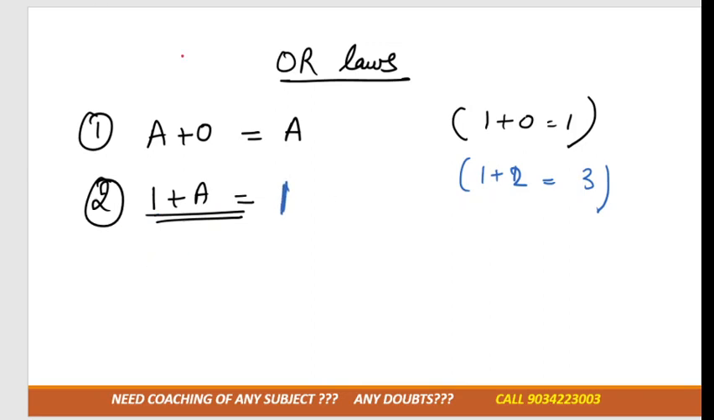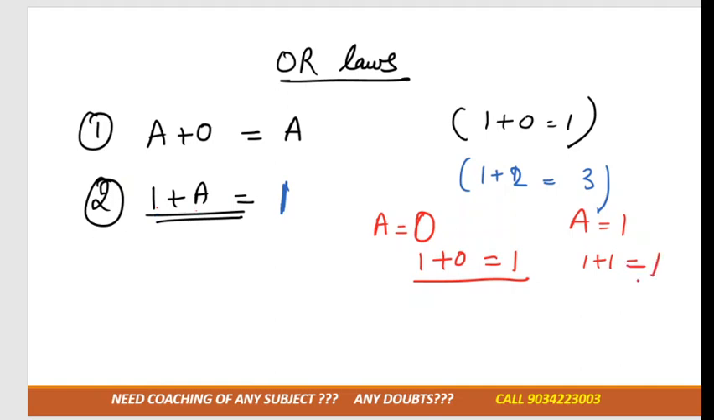See how it would be possible in digital. If suppose A is 0, then 1 plus 0 is equal to 1 only, right? So they consider it like that only. And if A is equal to 1, then 1 plus 1, again I told you, if we add 1 to anything, that would be equal to 1 only. So the output remains always 1 if we add 1 to any term.